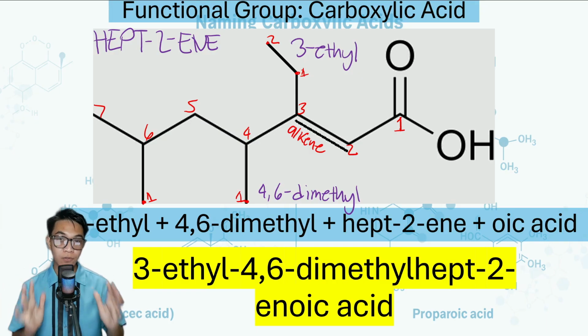Getting to know how to derive the IUPAC nomenclature of different functional groups is just the same process with different suffixes. And in this case, for our carboxylic acid, we just add the oic acid for our suffix.